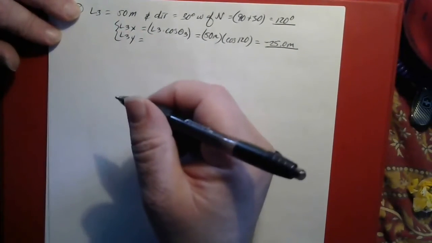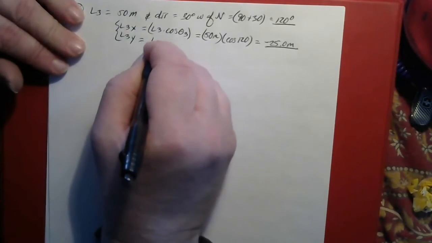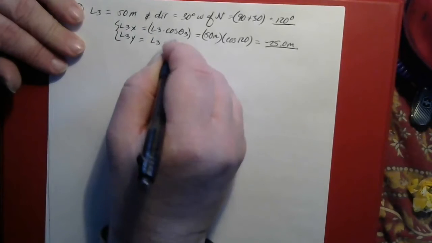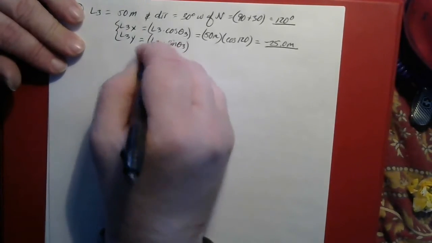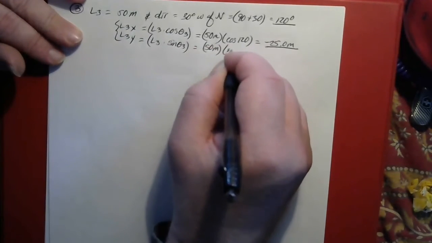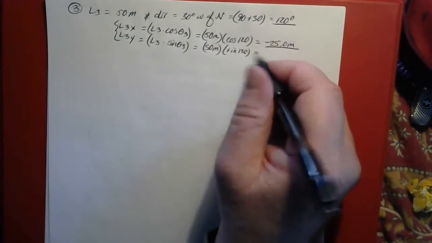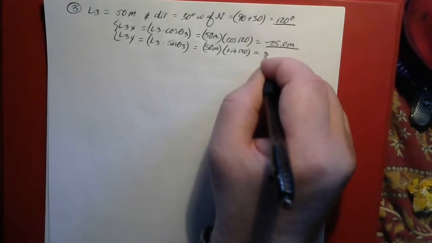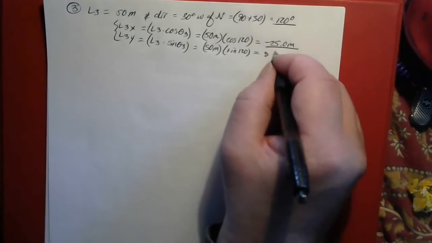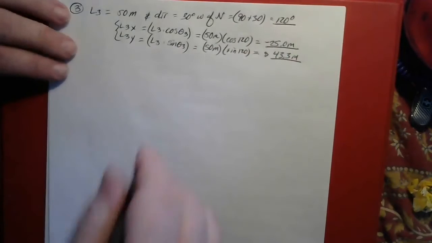And we need the y component for this leg of the journey also. That's L3 times sine theta 3. And that's 50 meters times sine of 120. And that's 50 times 0.866. And that's 43.3 meters.